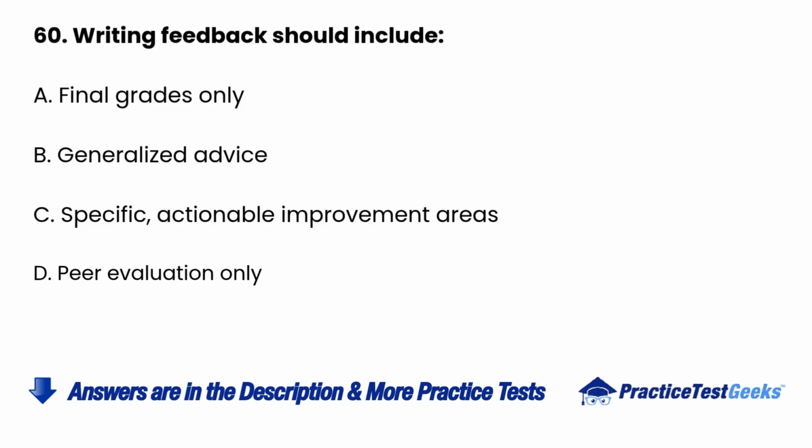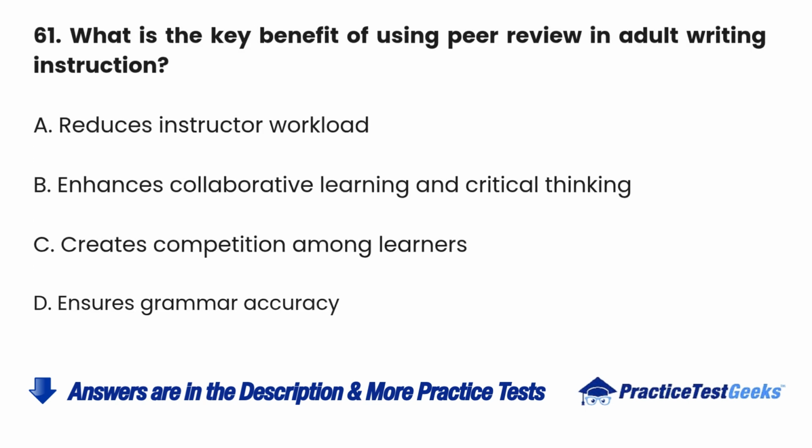60. Writing feedback should include A. Final grades only. B. Generalized advice. C. Specific, actionable improvement areas. D. Peer evaluation only.